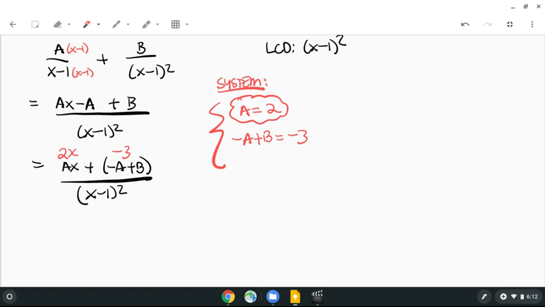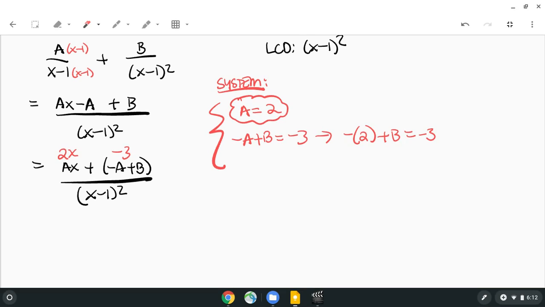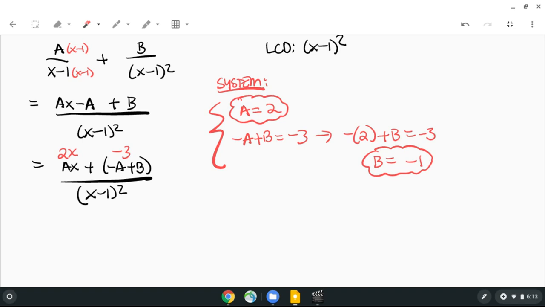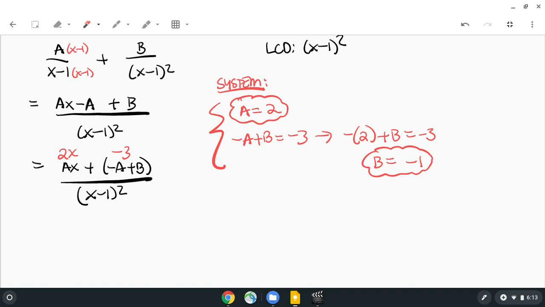So that's negative 2 plus b equals negative 3. Add 2 to both sides. So b equals negative 1. Okay, so a equals 2, b equals negative 1. We have our a, we have our b, so we have our partial fractions.